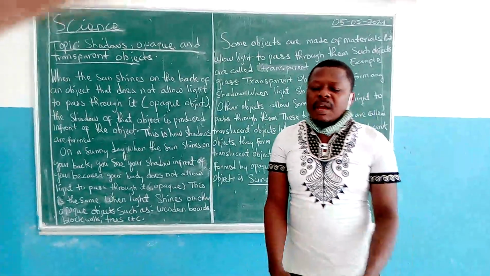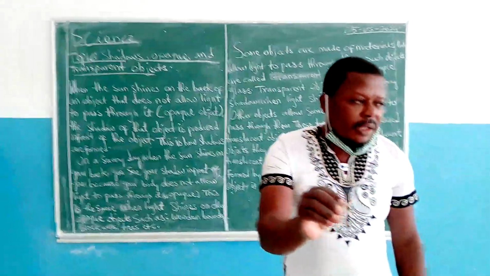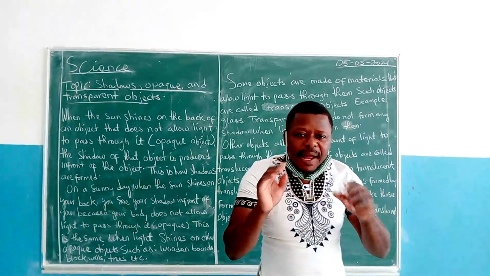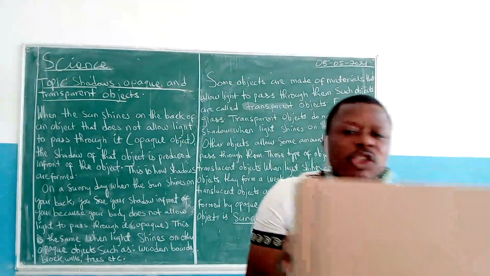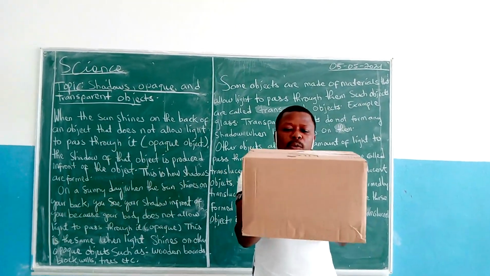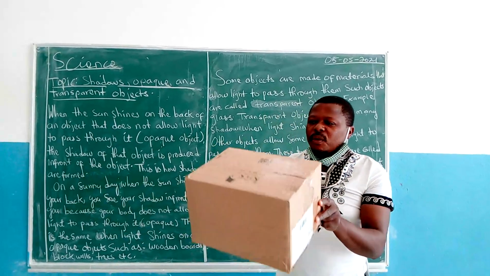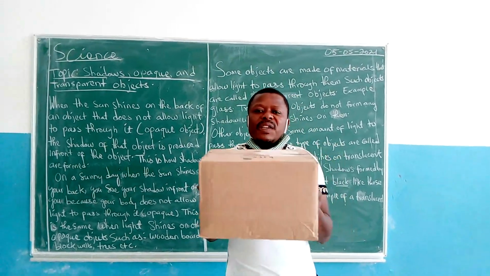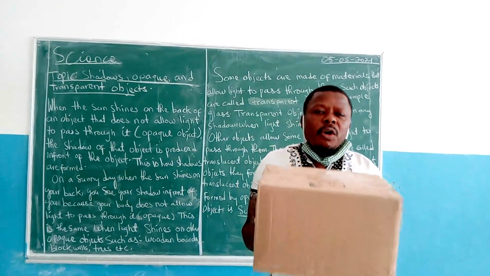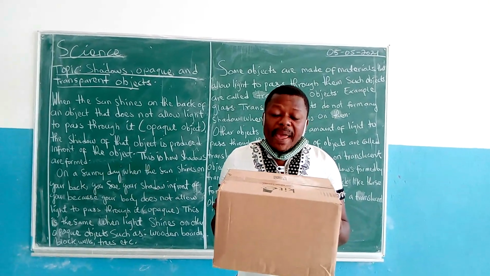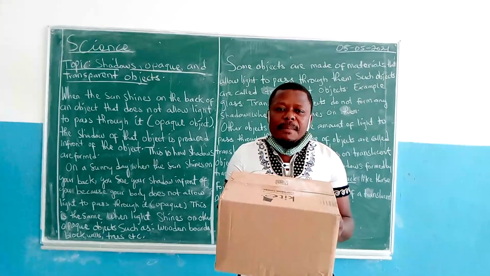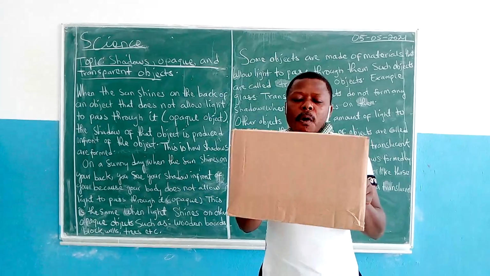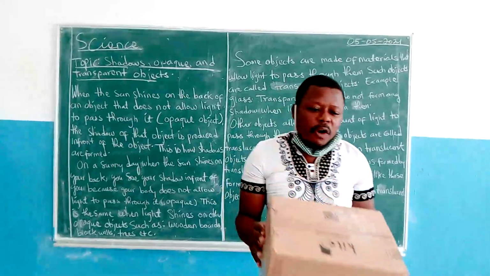Let us start with opaque object. When light touches an opaque object, it doesn't pass through that object. For instance, if light touches this carton, which is an opaque object, light will not be able to pass. So the image or the shadow of this carton will be formed in front of it. So opaque objects do not allow light to pass through them, and when light touches them, a black shadow or a black picture of the object is formed in front of it.